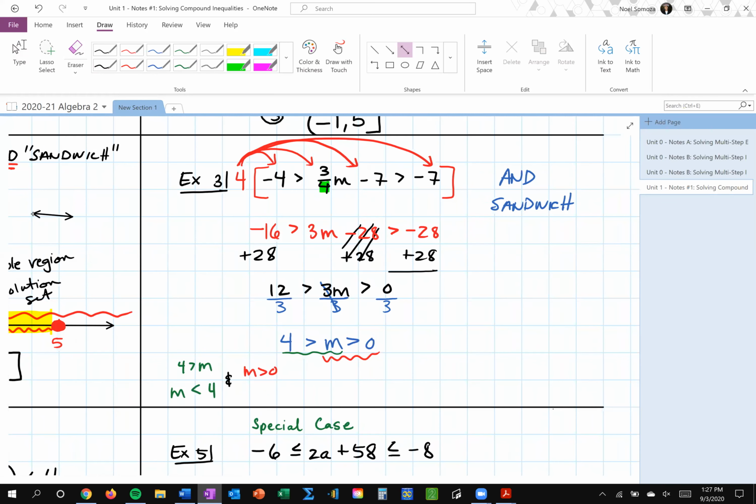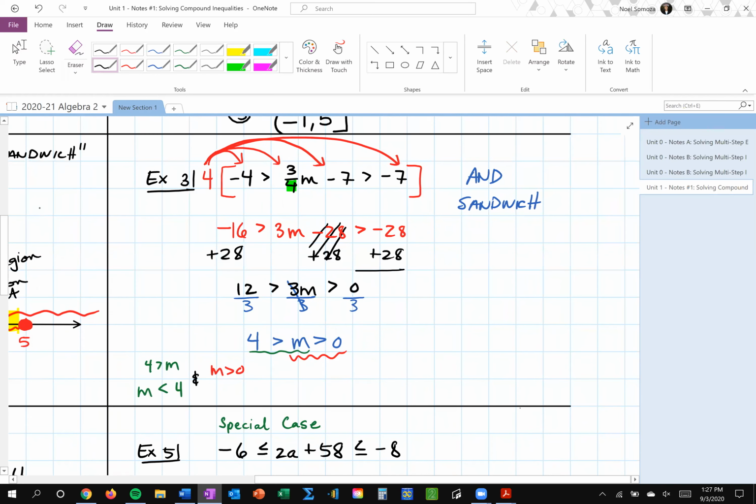Let's graph it, and then we can write our interval. So here's 0, here's 4. Let's do colors. With 0, m greater than 0, greater than means open circle. And if it's greater than, we also shade to the right. Now with 4, I'm going to use green. So m is less than 4. So at 4, once again, open circle. And less than means we go left.